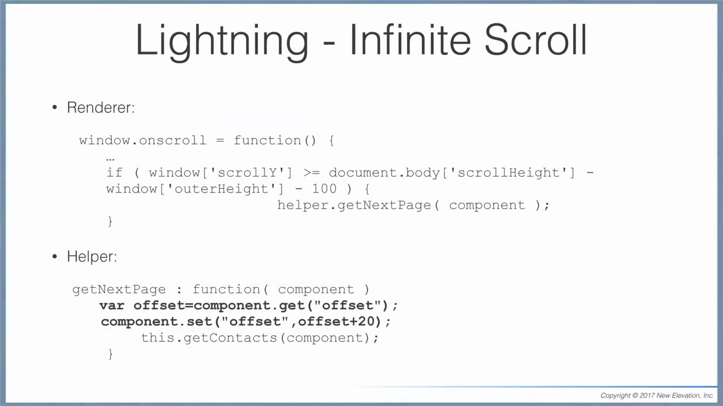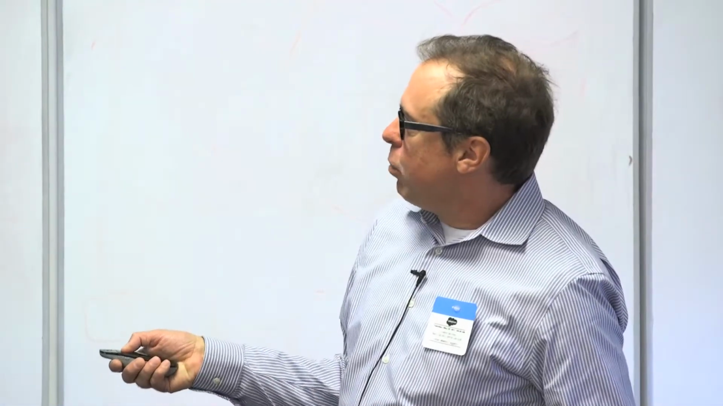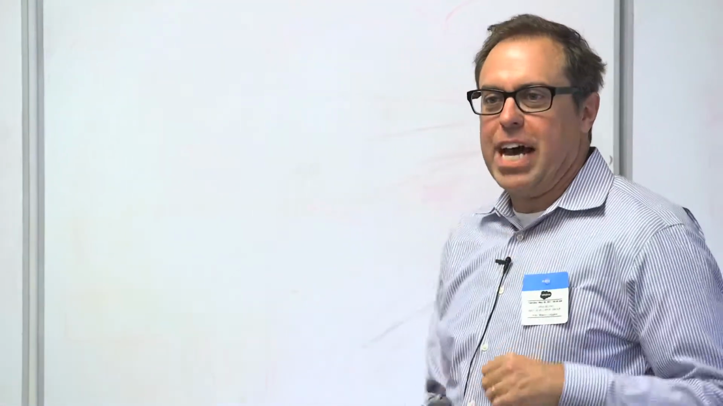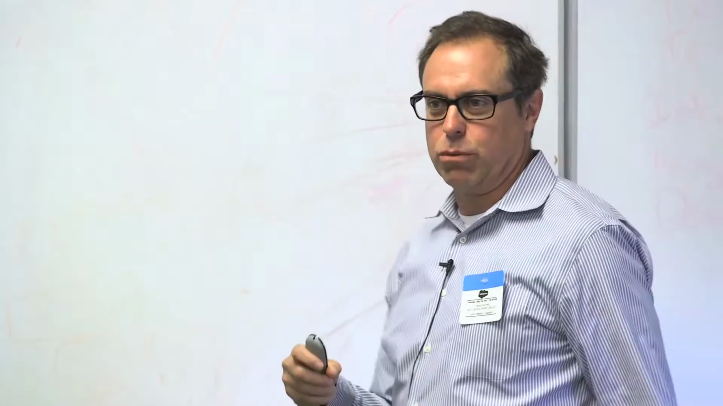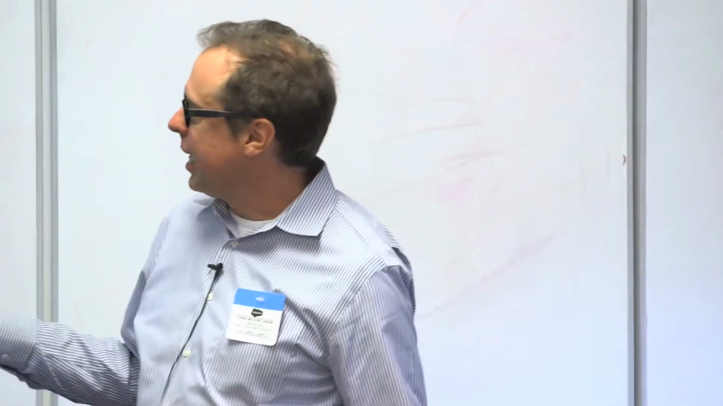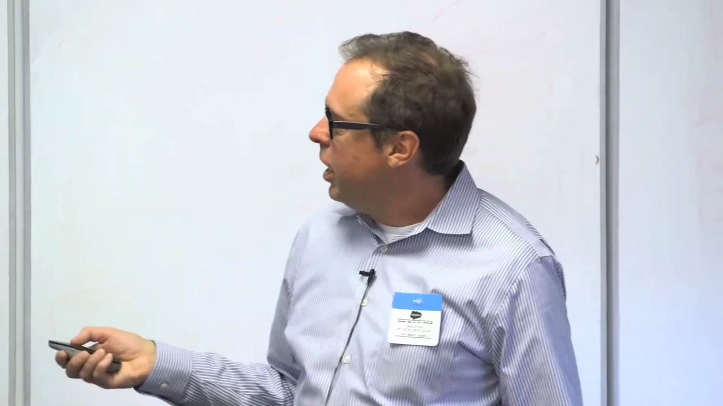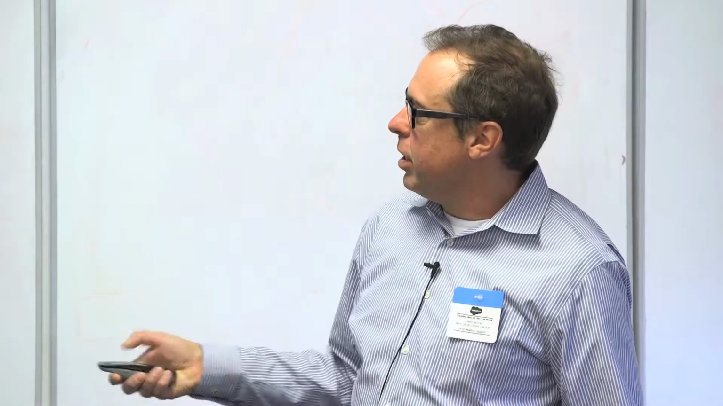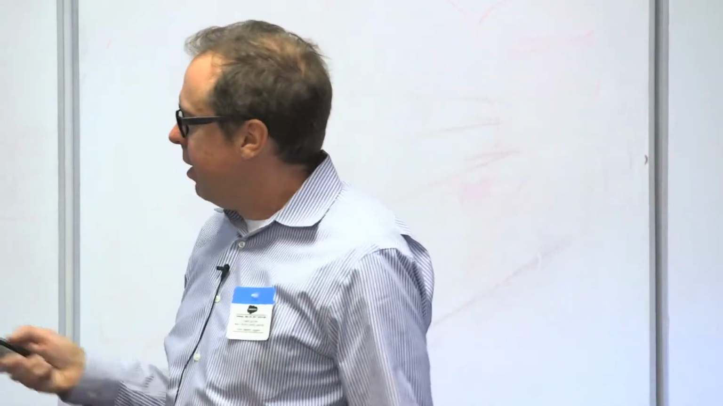If you've written a Lightning component, and I'm sure a good number of you have, there are a few key parts. There's the renderer, there's the helper. In the renderer, I've simplified out his code sample. He does some really nice things with timeouts and other things, but the key piece is right there. When a window on scroll event happens, you call the helper function to get the next page.